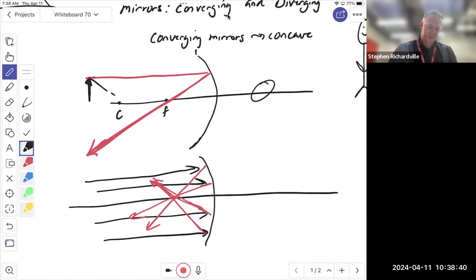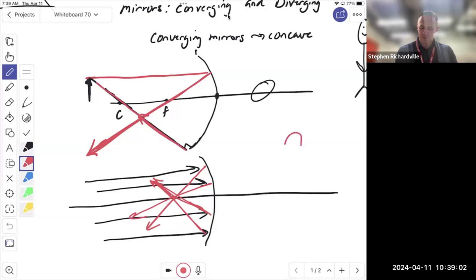If I go through the center of curvature, this is a little bit different than lenses. Like lenses, we always use the middle of the lens. But for mirrors, we use the center of curvature. It's the center of the circle, as if the mirror were a full circle. And any ray through the center of curvature is going to hit at 90 degrees and bounce straight back. So here it goes. It's going to bounce straight back.